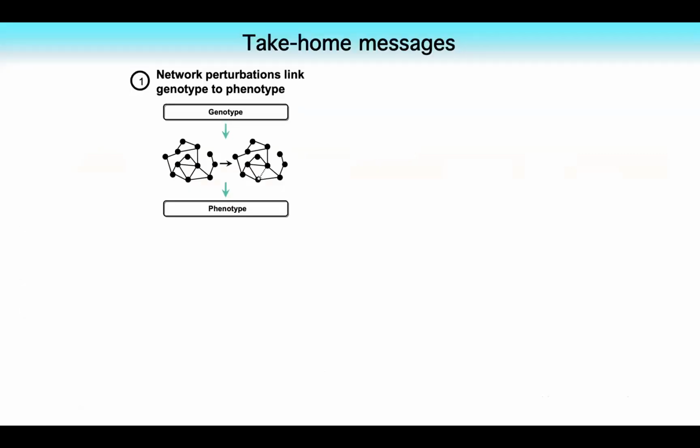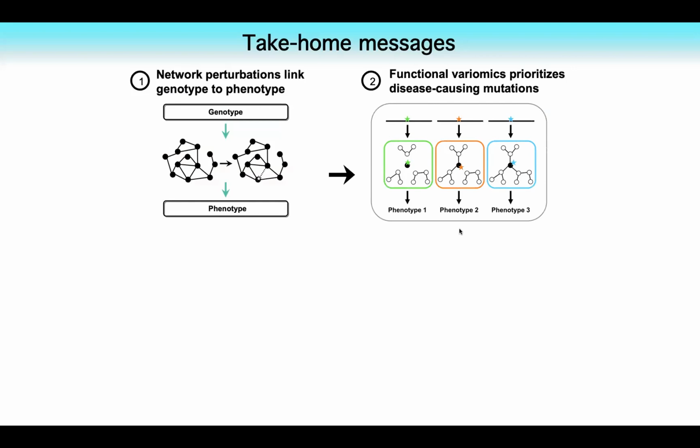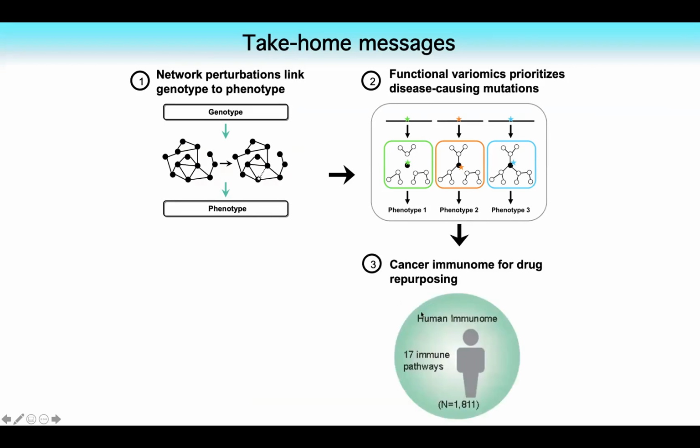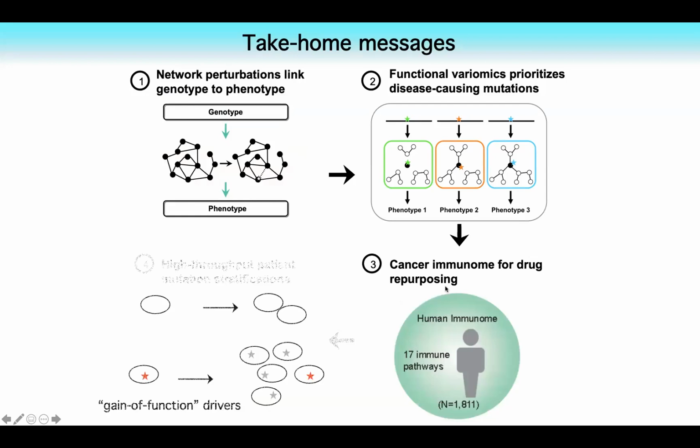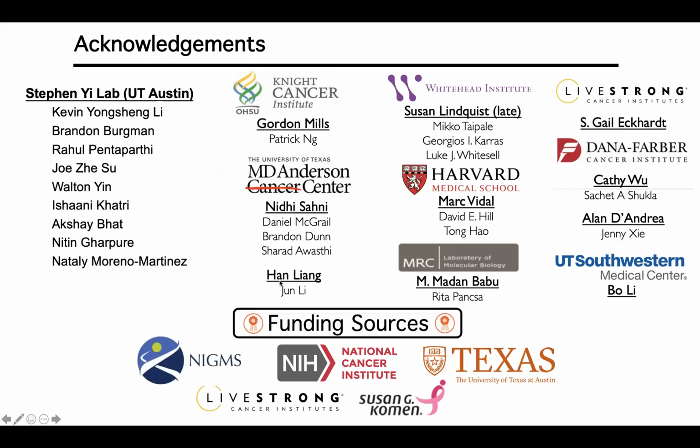The take-home message is that networks are really interesting for stratifying genotype-phenotype relationships. We were able to identify different phenotypes and apply this in a cancer immunome context, and then identify gain of function drivers.